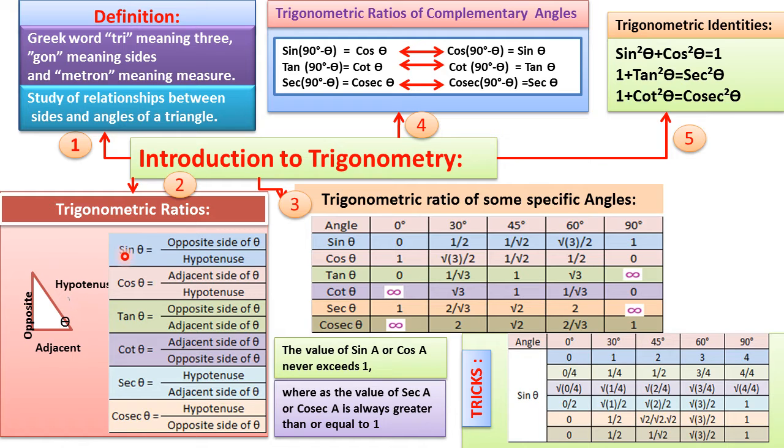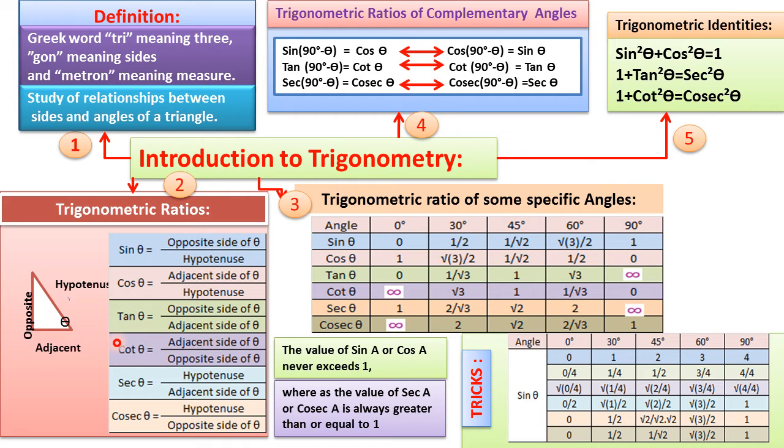With this we will be able to find sine of the angle theta. Sine theta is equal to the opposite side divided by the hypotenuse. Then cos theta. Cos theta is equal to the adjacent side divided by the hypotenuse. Then tan theta. The opposite side divided by the adjacent side of the angle theta gives me tan theta.